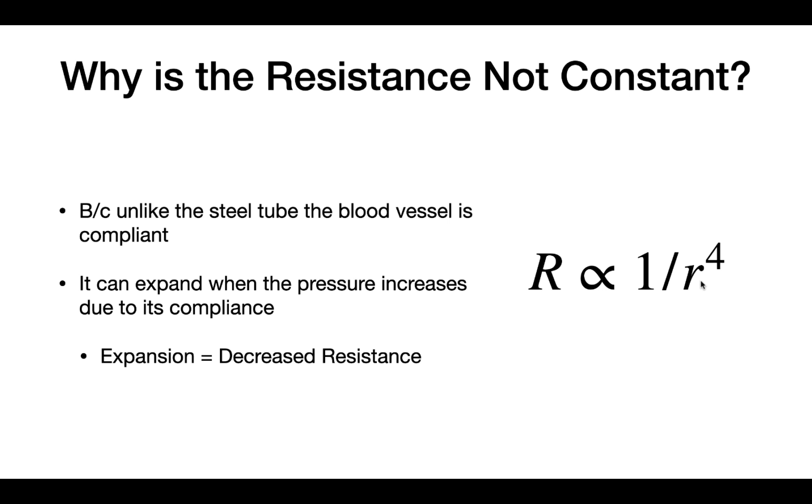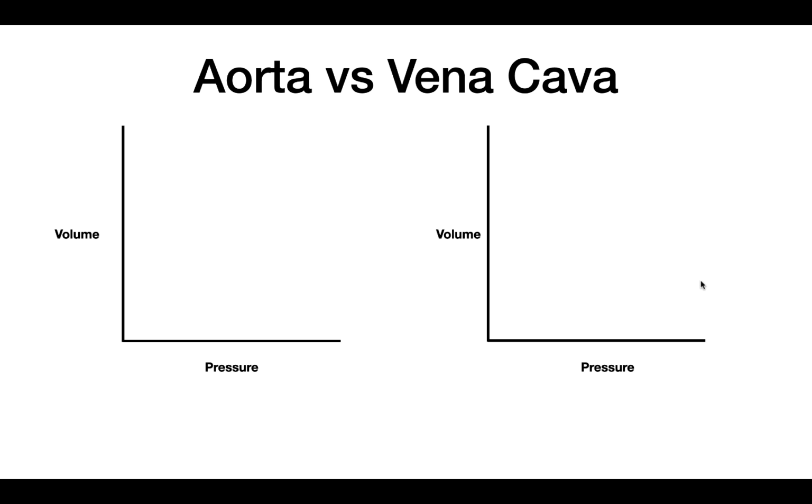Now, how does the idea of compliance apply to arteries and veins? In order to understand this, we're going to look at the aorta and the vena cava, and compare how the volume changes at certain pressures for both vessels. So this graph is going to be for the aorta, and this graph is going to be for the vena cava. Now, when you plot the different volumes at different pressures, what you're going to get for both of these vessels is something like this.